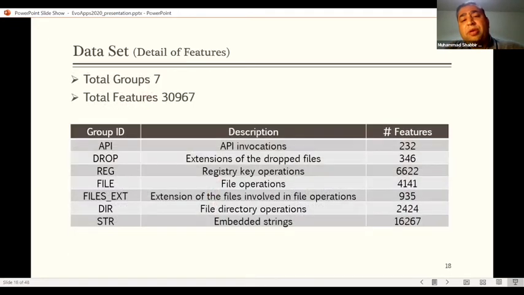The samples of the malware and goodware were analyzed for 20 seconds in the Cuckoo sandbox, and 30,967 features were extracted from that. What is a feature? A feature is an operation performed by a malware or a goodware with the operating system. So that is what we call a feature. These features can be grouped into 7 different groups. These groups can be seen as API, which was the API invocation, drop, which was the extension of the drop files, and the number of features can be seen in front of every feature group given in the table. So in total, there were 7 feature groups.